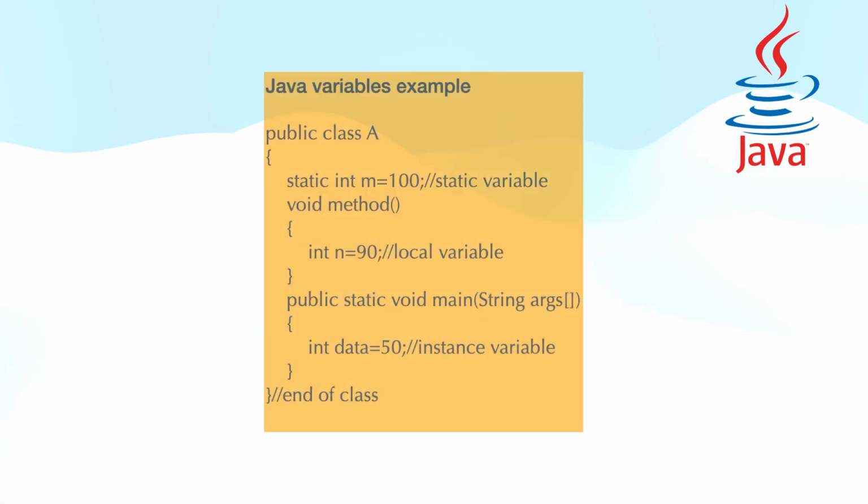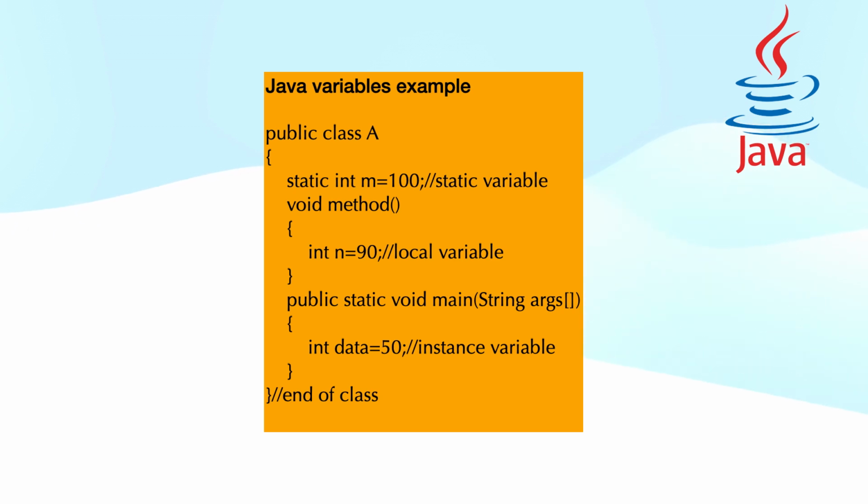Let's see an example. I've created a Java variable example with public class A. Here is static int m with a value of 100. The static keyword has been used, so we can easily say that's a static variable. How can we say it's a variable? Because here int is a data type, m is a variable name, and 100 is a value. So that's how we know it's a static variable.